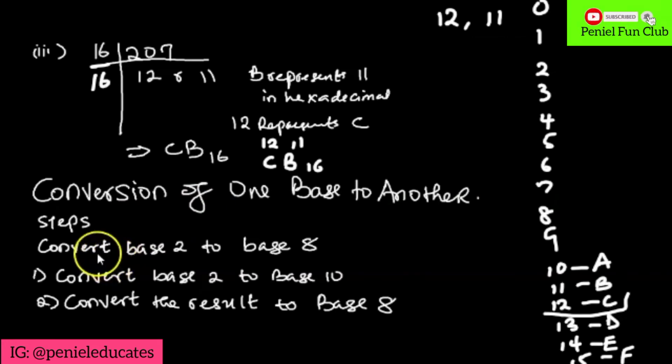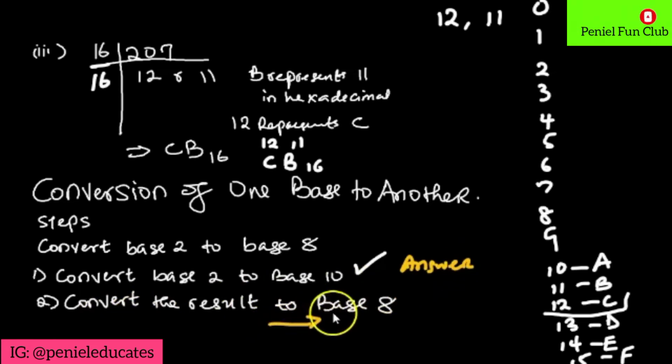So if you had to convert base 2 to base 8, for example, what you just need to do is to convert the base 2 to base 10. You have already been taught this, you know that already. Then after you've gotten the answer, convert the result to base 8, right? So you first convert base 2 to base 10, then your result from base 10 you convert to base 8. So that's how you can convert numbers from base 2 to base 8, right?